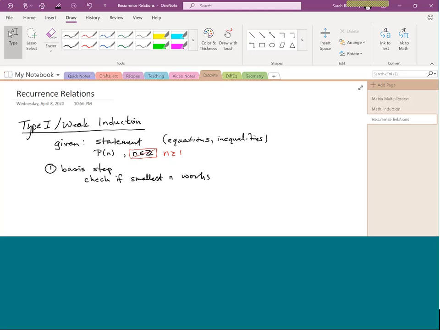One of the two. But anyway, so to recap, type 1 or weak induction, you're given some statement. Your basis step is you literally just pick the smallest value for n that you have in your equation or your inequality. You plug it in, you check to see if the thing still works. That's literally it. Okay? So the second step has two parts.